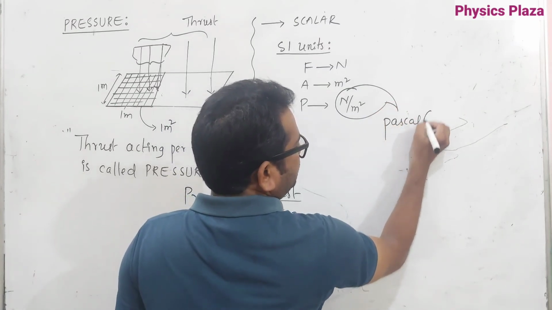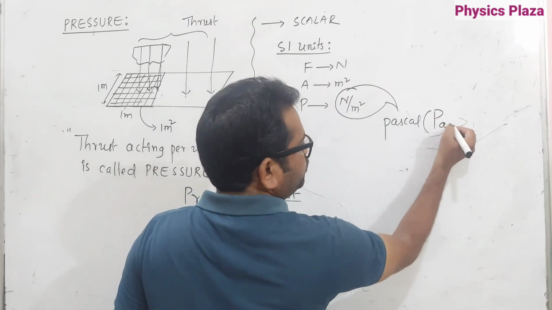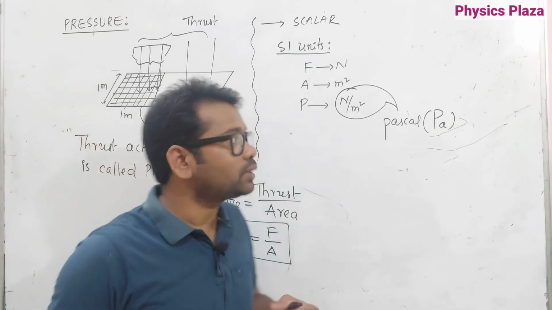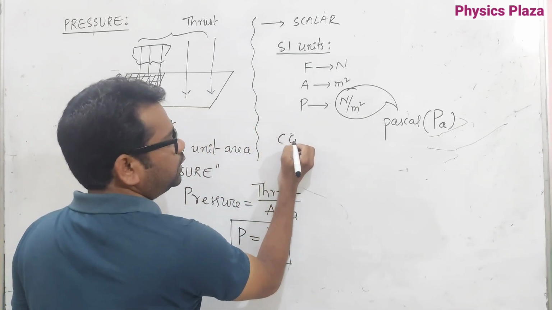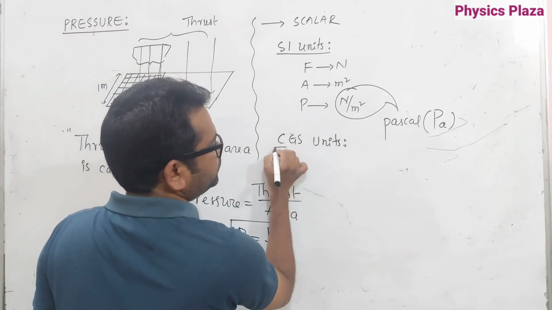It is called Pascal. Whenever you are writing the symbol, write a capital P and a small a. So, the SI unit of pressure is the Pascal. Okay, fine. Now, let us see the CGS units of pressure.